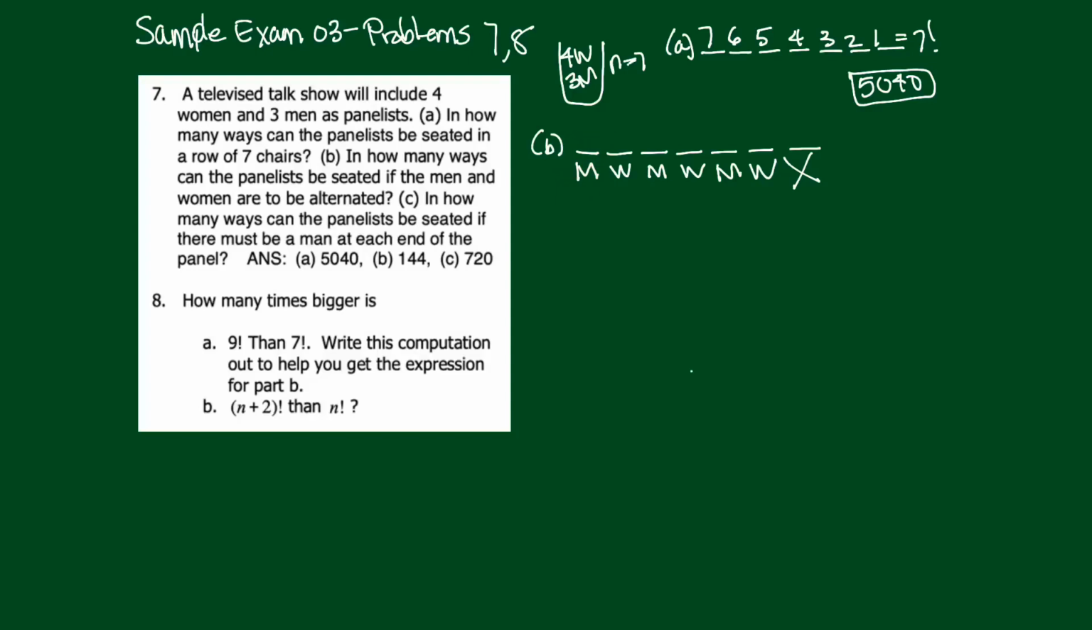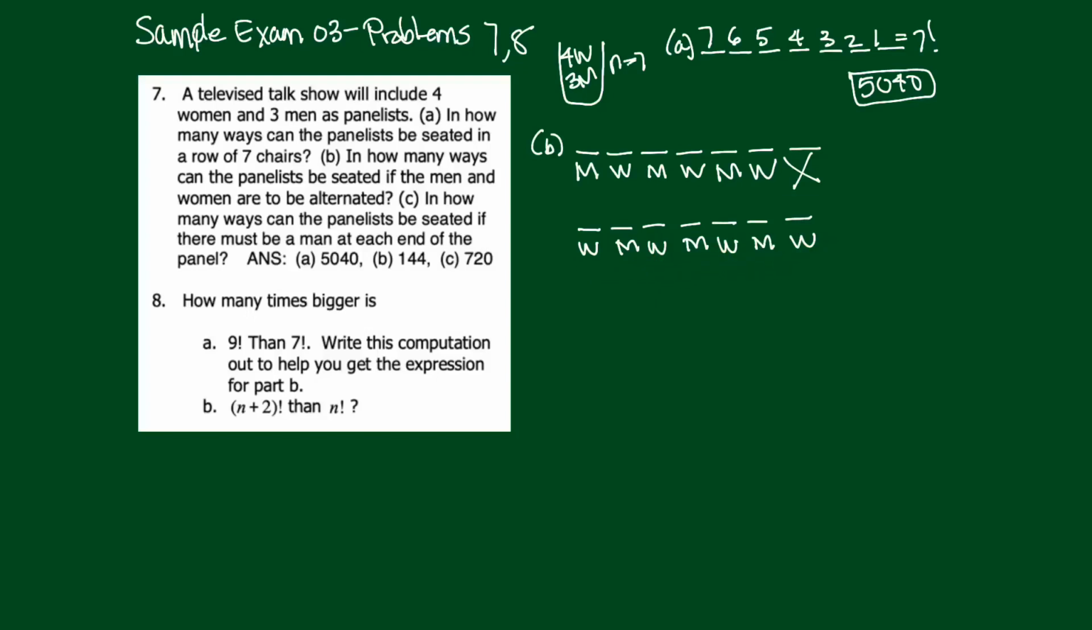So if this is going to work at all, 1, 2, 3, 4, 5, 6, 7, we'll have to have a woman, a man, a woman, a man, a woman, a man, and a woman. Now we've got the 3 men, 1, 2, 3, and the 4 women, 1, 2, 3, 4. So this combination will work.